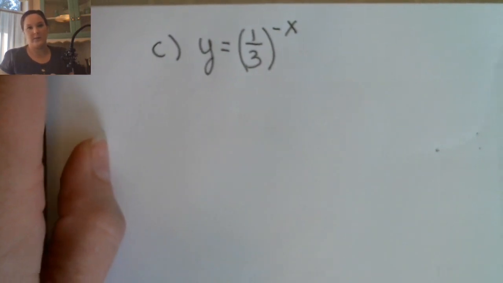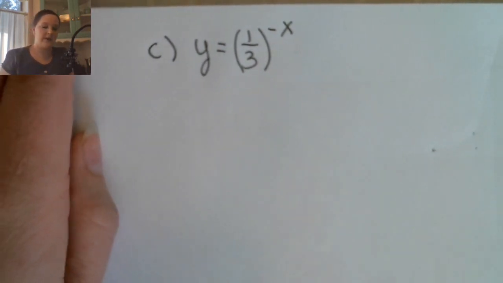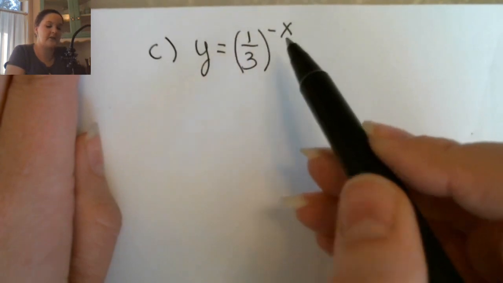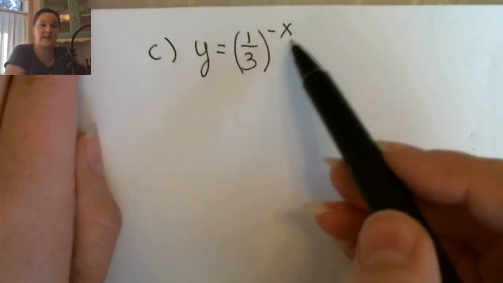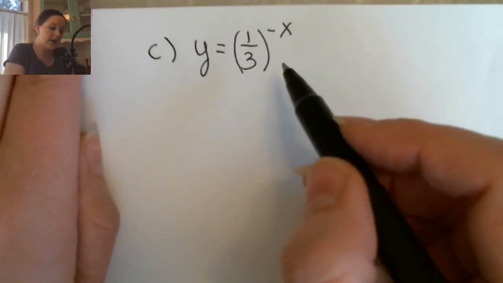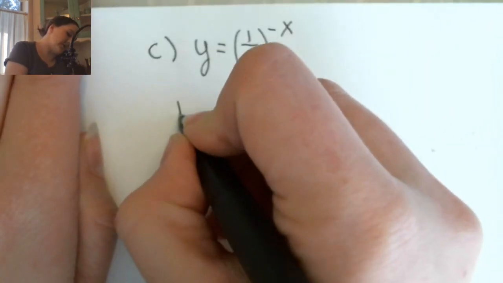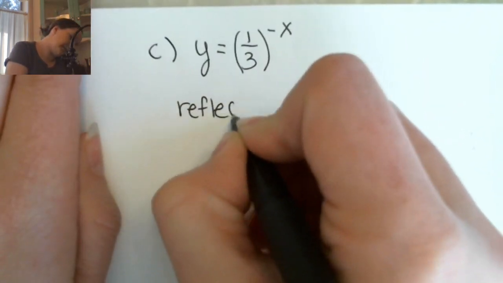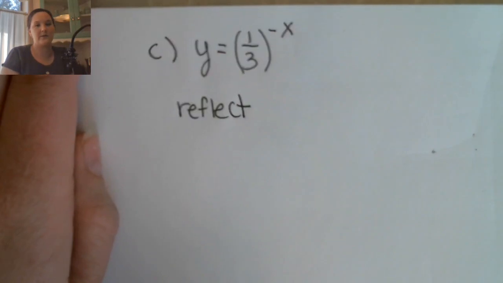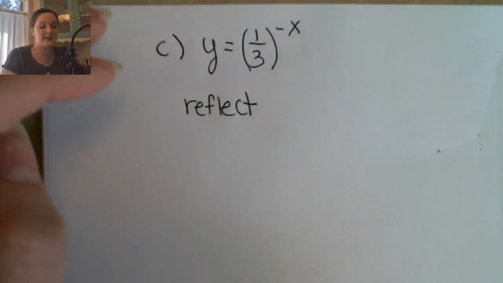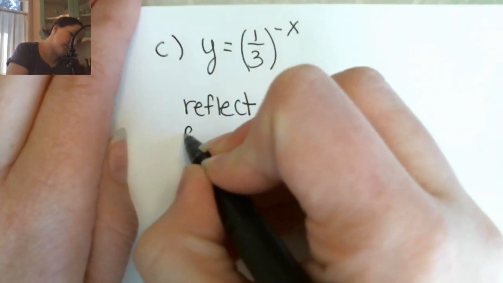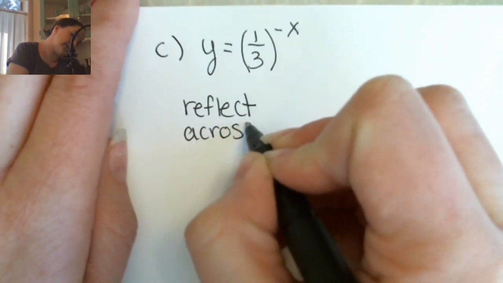We're going to do 1/3 to the negative x. This negative sign is inside the function, right? It's an exponent, that's the function. So it's inside the function, so this is going to reflect it. Negative signs always reflect. And because it's inside, it affects x, so it's going to be across the y-axis.